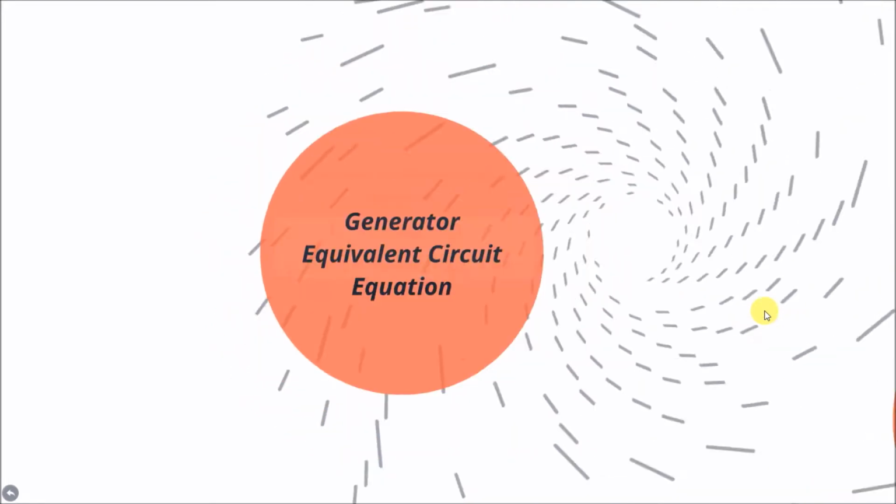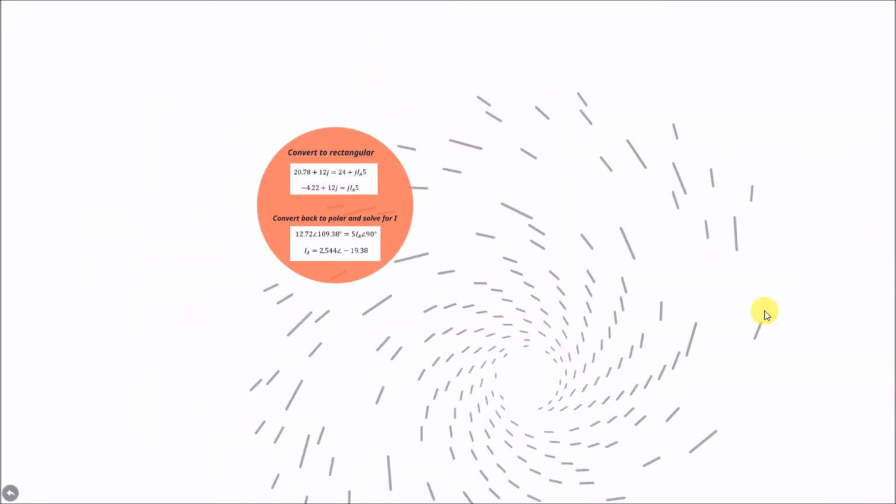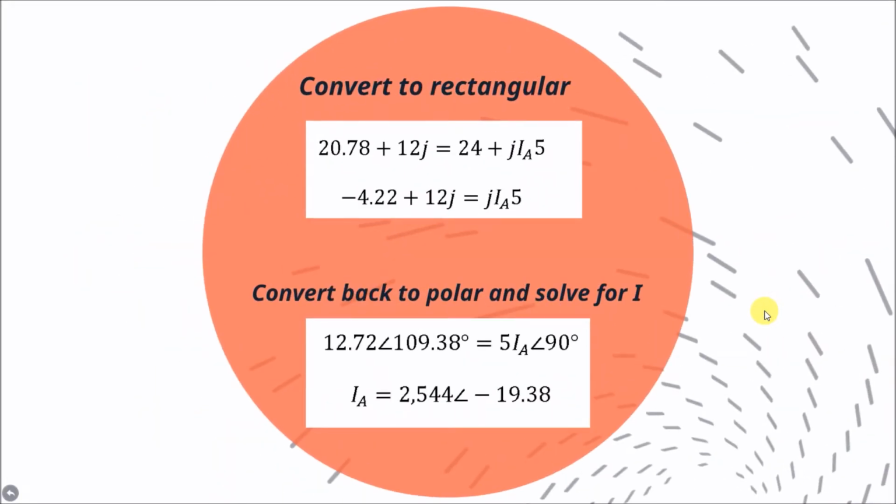Next, you convert from polar to rectangular, so the values can be summed and like terms can be combined. Finally, convert the terms back to polar and then solve for the armature phase current shown here.